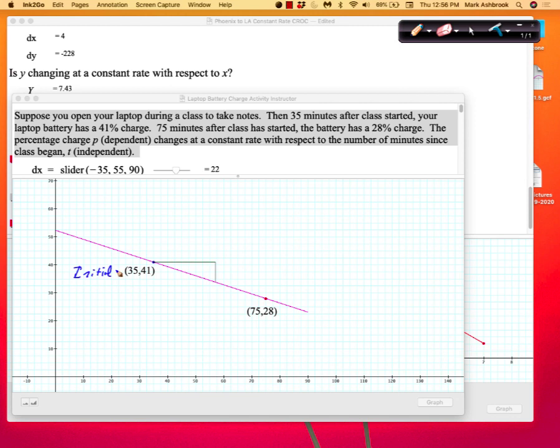I want you to build the relationship of battery life to time, right? Battery life to time in class. So show all the steps. Think through and write down all the steps in between. See if you can do it. We want the relationship between percent left on your laptop and time since class started.